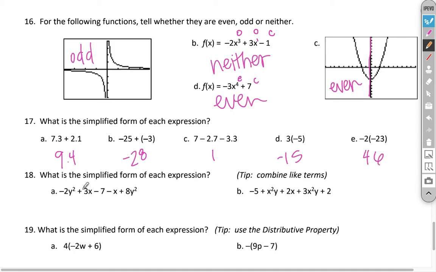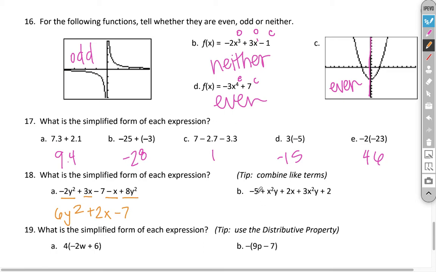Okay, now we need to simplify these expressions. And it says tip combine like terms. So let's highlight our like terms. We have negative 2y squared and 8y squared. So that's going to give us 6y squared. Then we've got 3x and minus x. So this is going to be plus 2x. And then we don't have any like terms with 7, so just minus 7.